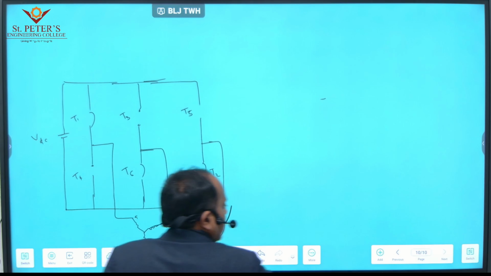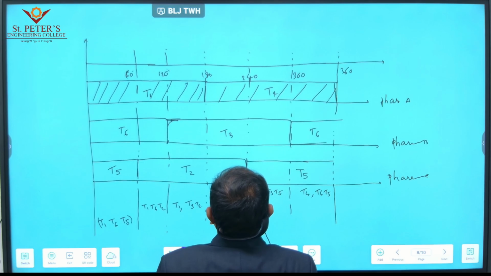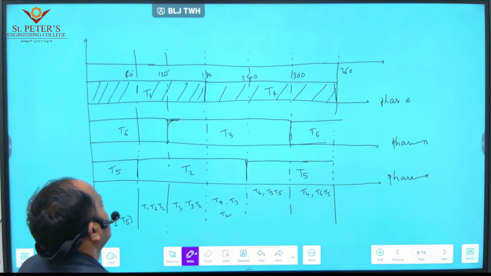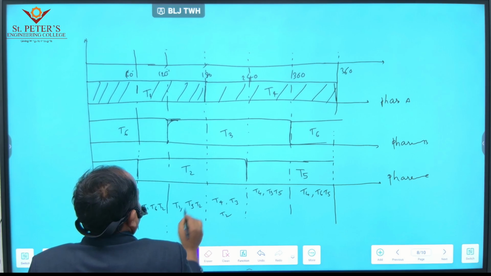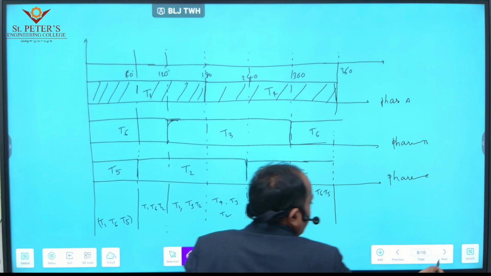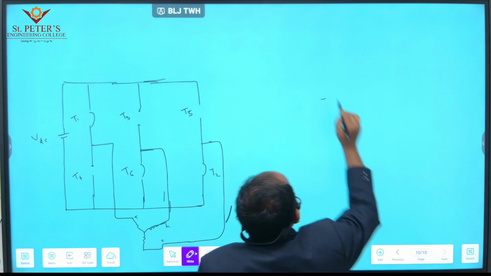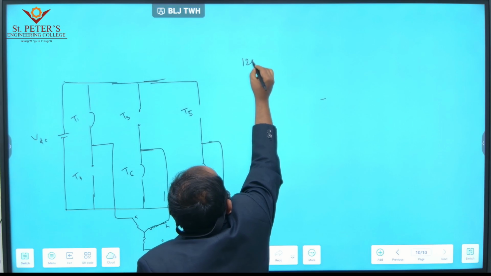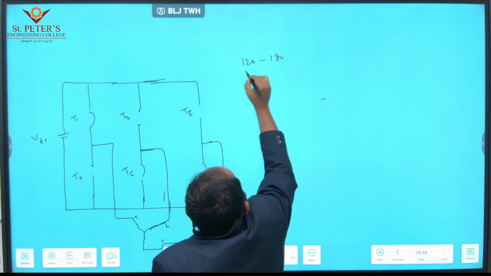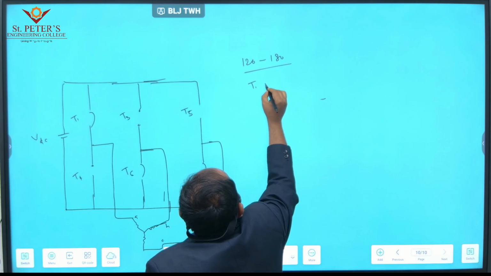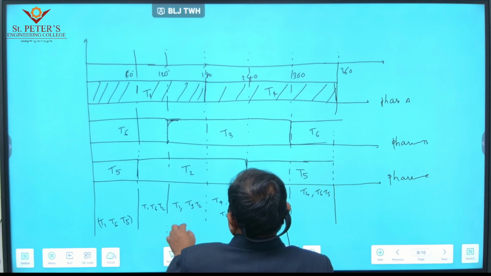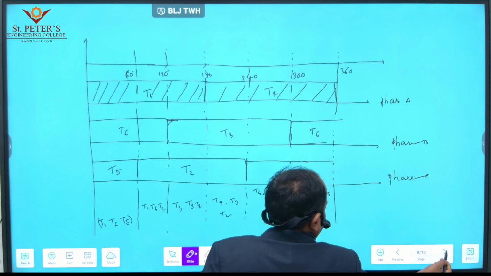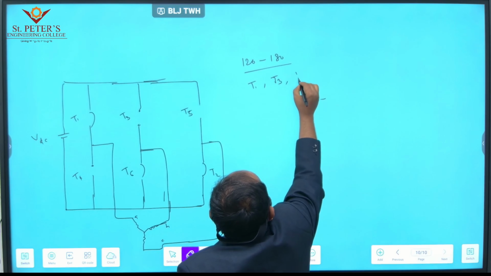From 120 to 180, which thyristors are conducting? From the sequence diagram we can say that from 120 to 180, T1, T3 and T2 are conducting.